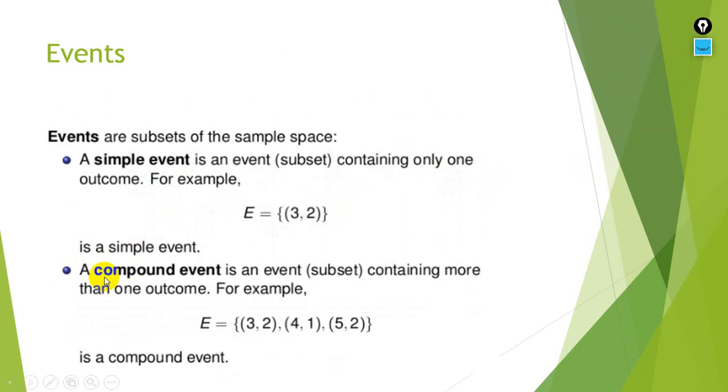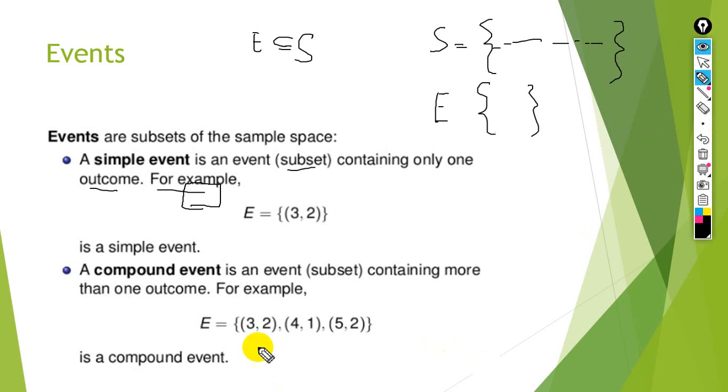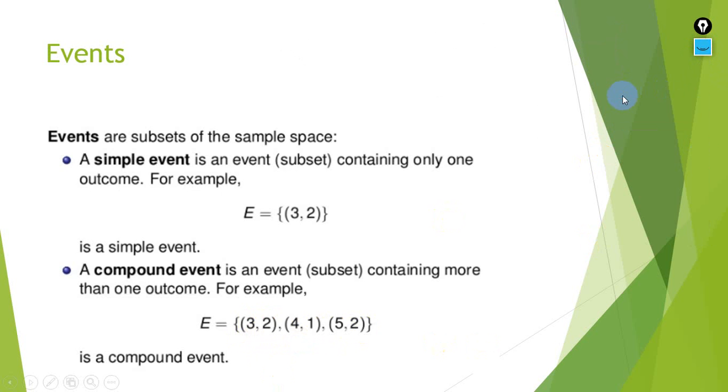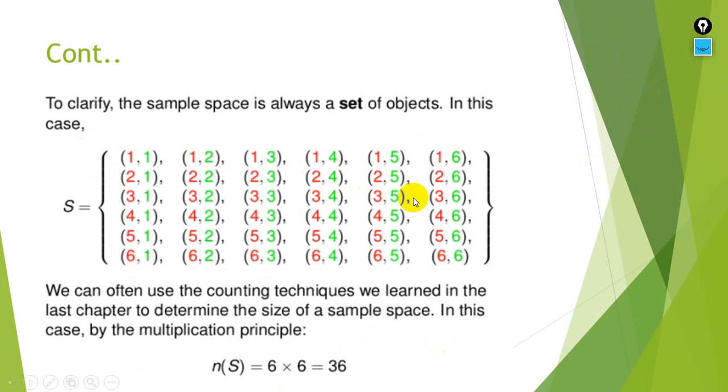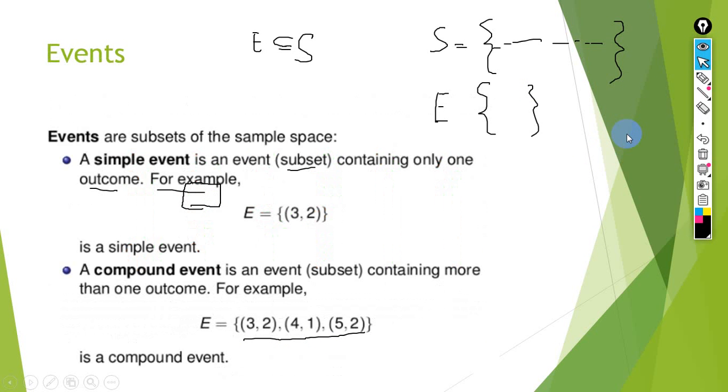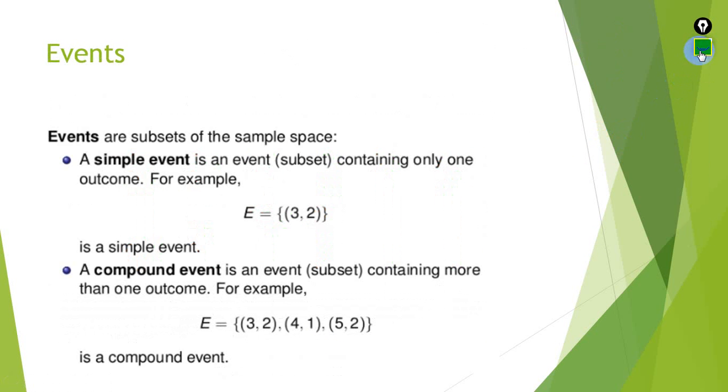Next is a simple event. A compound event is an event, a subset containing more than one outcome. For example, here I have taken 3 2, 4 1, and 5 2. These are different outcomes that I have taken from which set? From this set. So these are the compound outcomes.